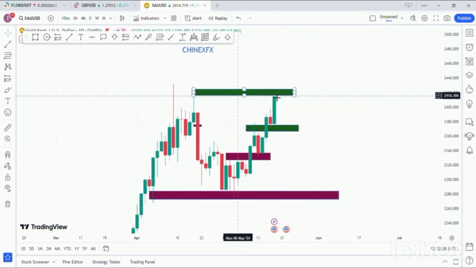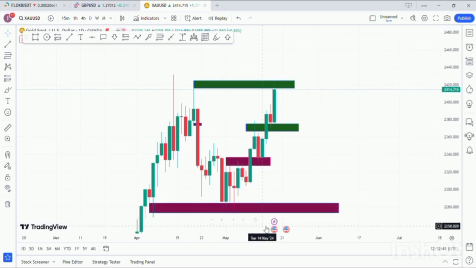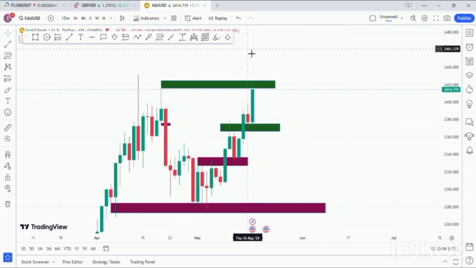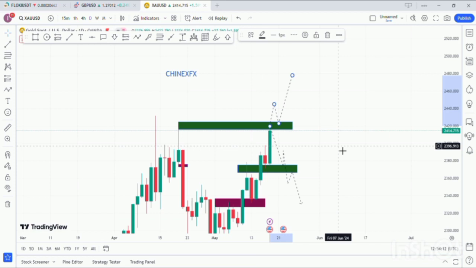So right here, guys, I have a key resistance zone which price just retested last week, and I also have a support zone which has been holding for a while. So for XAUUSD on a daily time frame, we'll be expecting price to drop since it has retested a key resistance zone. So let's move on to the 4 hours time frame.